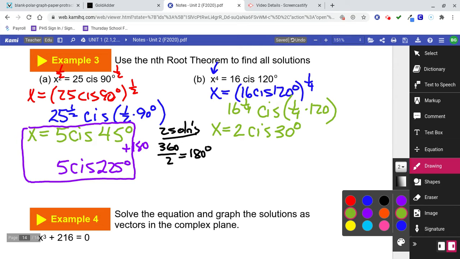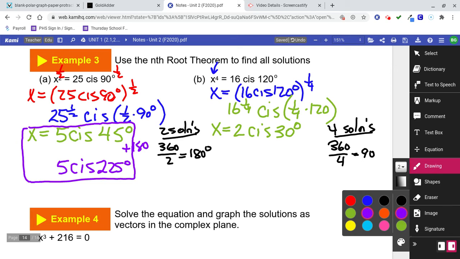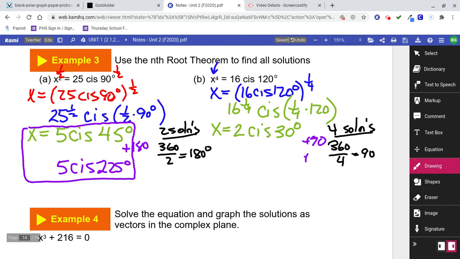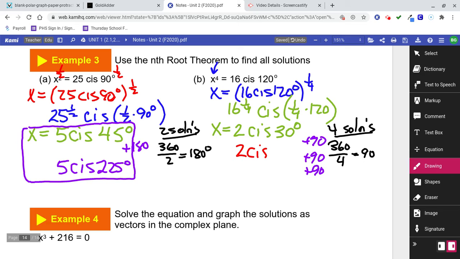How many solutions are there? We know there are 4 solutions. So those 4 solutions have to be equally spaced. That means they're 90 apart. So we just add 90 a couple of times, right? So if I add 90, I'm going to get 2 cis 120. I'm going to do it again. Add 90, and I get 2 cis 210.